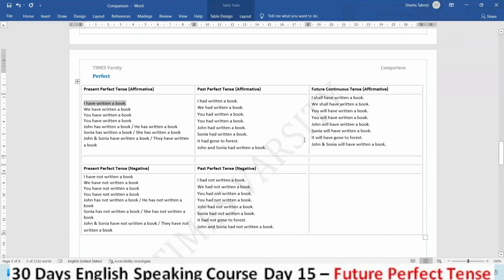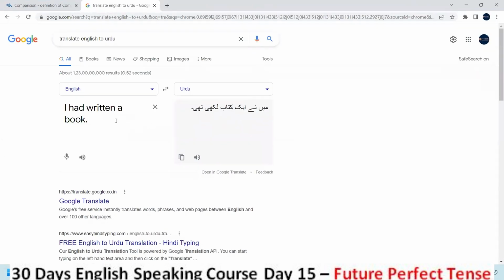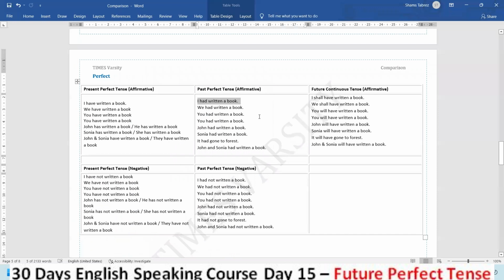Yes, next sentence please. I had written a book. मैंने एक किताब लिखी थी. मैं लिख चुका था या लिख चुका. Okay, so it's now I had written a book. मैंने एक किताब लिखी थी, right? मैंने एक किताब लिखी थी या मैं एक किताब लिख चुका था.